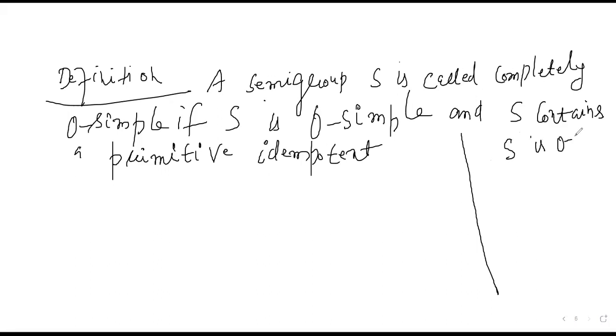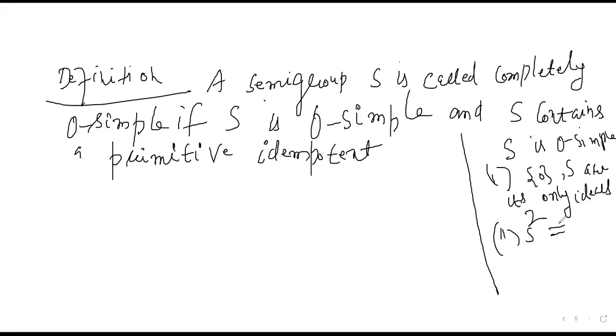एस इज जीरो सिंपल, इसमें दो कंडीशन होगी, इसके कोई प्रॉपर आइडियल नहीं होगा. जीरो एंड एस आर, आपने थ्योरी ऑफ सेमी ग्रुप 1 में ये पढ़ा होगा. जीरो एंड एस और इट्स ओनली आइडियल, पहली कंडीशन ये है. और दूसरी कंडीशन है एस स्क्वायर इज नॉट इक्वल टू जीरो. सेकंड कंडीशन इज एस स्क्वायर इज डिफरेंट फ्रॉम जीरो. और सिंपल के केस में आपके पास सिर्फ यही है कि it has no proper ideals.